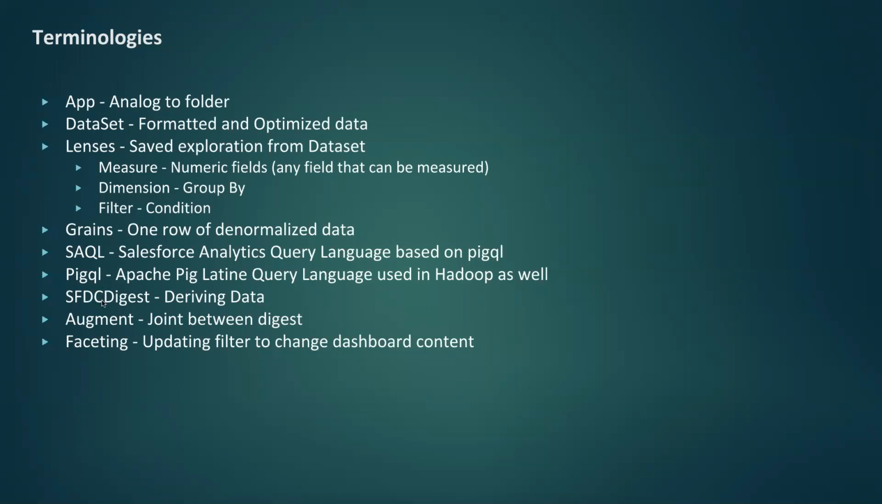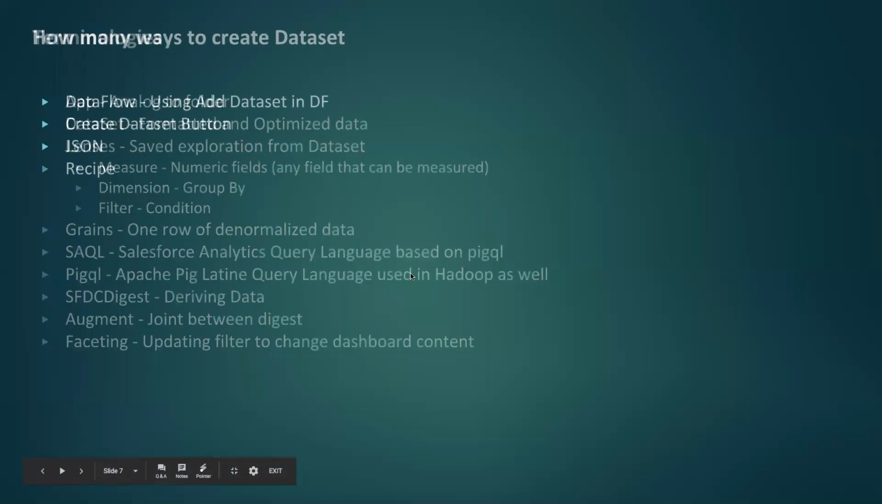Now, once we go to the Dataflow, we are going to use a lot of things. We are going to use sfdcDigest, register, and augment. I will cover those points during the demo, but sfdcDigest is like deriving data from Salesforce. Augment means you are joining between the data. Faceting is like applying a filter in the dashboard content.